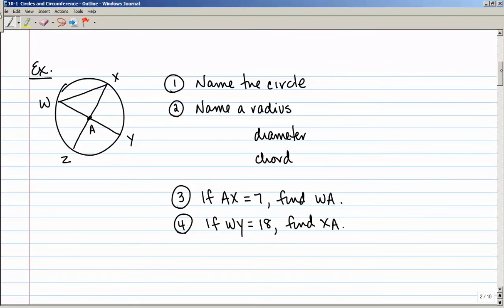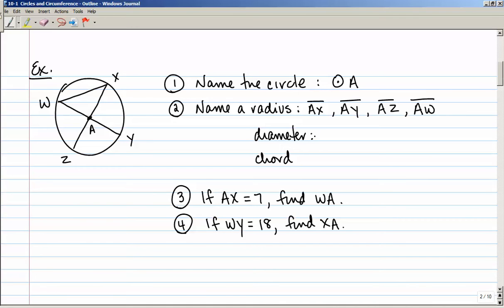Here's an example. Given this circle, we need to do the following things. Name the circle. Well, you draw a circle and put a dot in it. This is kind of like the equivalent of drawing a triangle in front of the letters for a triangle. So this would be circle A, with an uppercase printed A. Name a radius. Actually, there are quite a few radii here. AX is a radius. AY is also a radius. AZ is a radius, as is AW. And those are line segments, so make sure you write them that way.